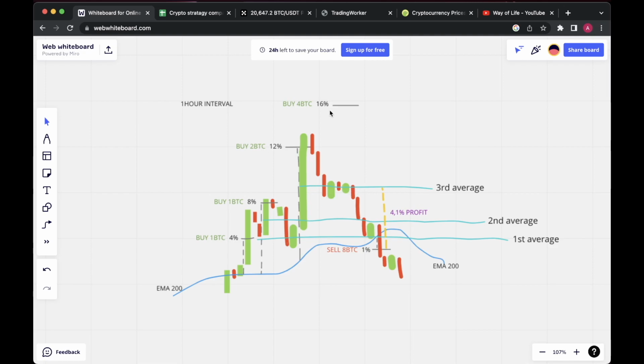Next time, if the price decides to go up, we have the next position entry when we have 16% difference from the 200 EMA. You can see this is just a future plan. Then the price decides to go down, down and down, and when we reach 1% difference in the other direction of the 200 EMA, we take profit. This time we need to sell all the Bitcoins and the profit is 4%. Looks good.